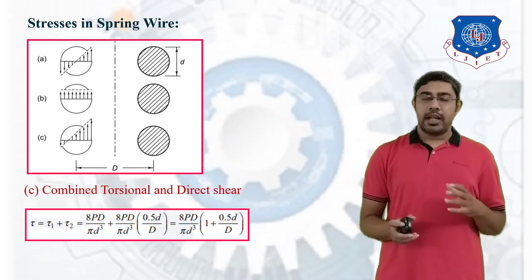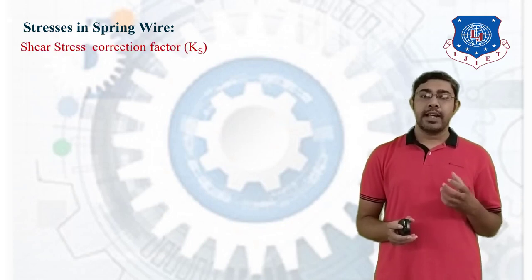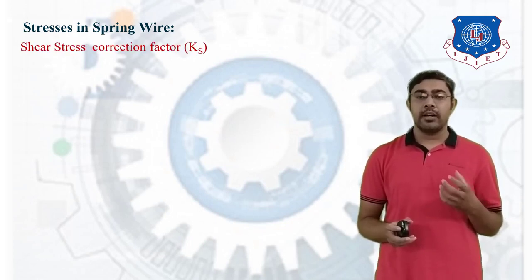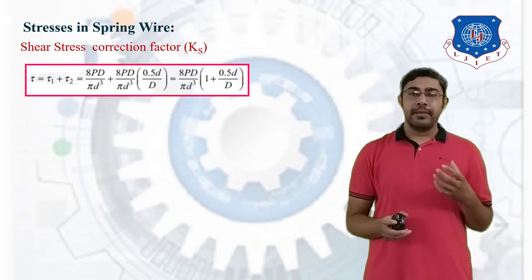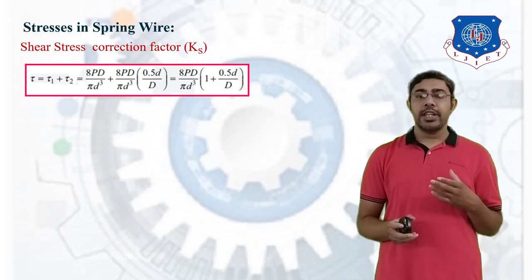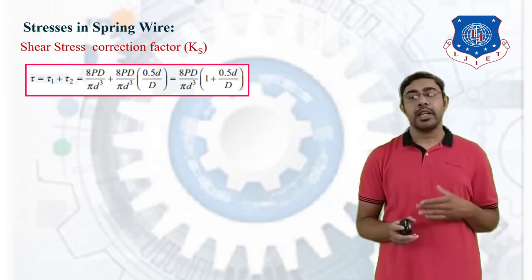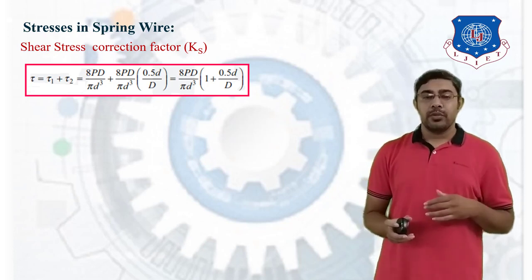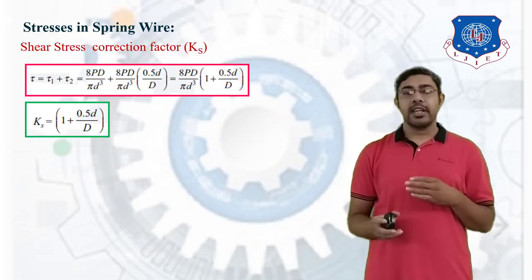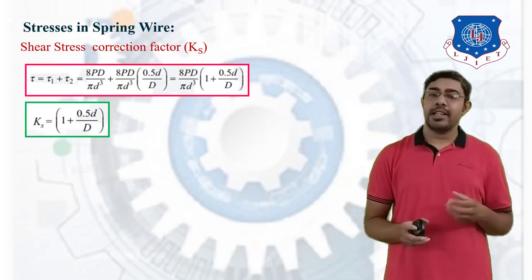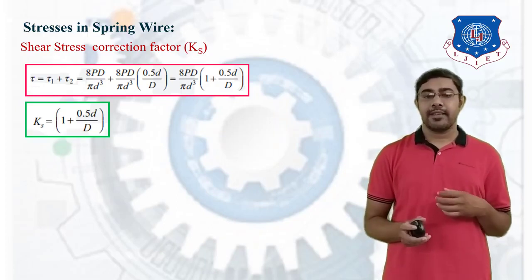So we get the tau values. Now next is the shear stress correction factor Ks. Here I recall the equation of tau, that is 8PD divided by pi d cubed into 1 plus 0.5 small d divided by capital D. So in this equation, the term 1 plus 0.5 small d divided by capital D is the Ks, and that is nothing but the shear stress correction factor.